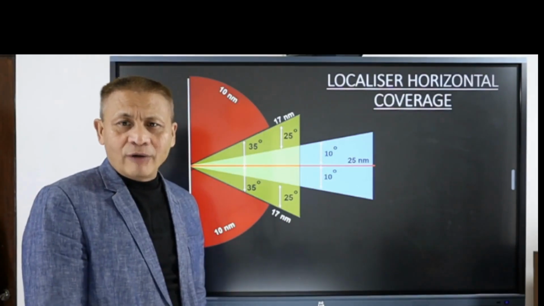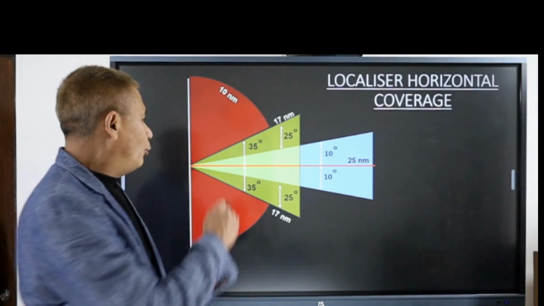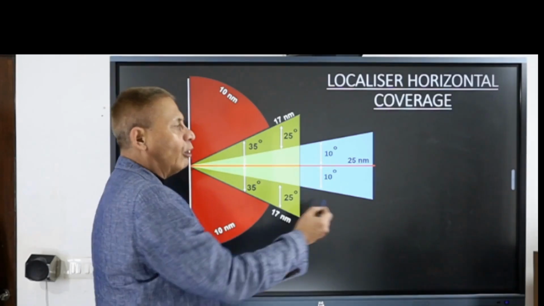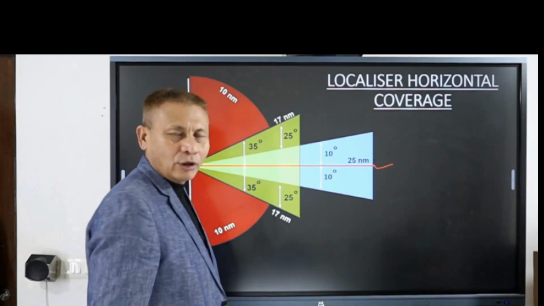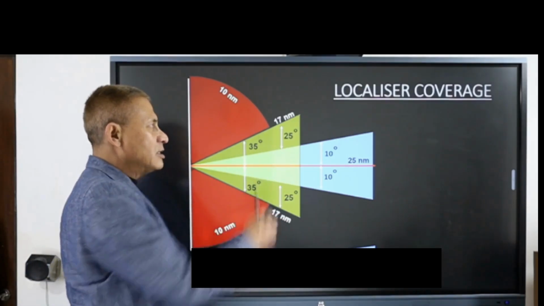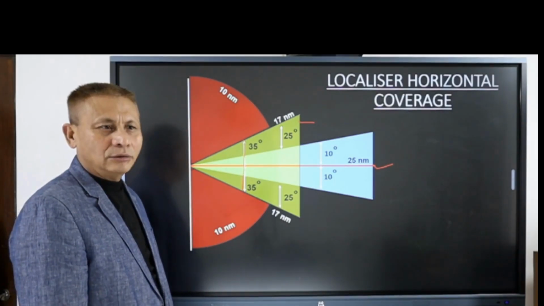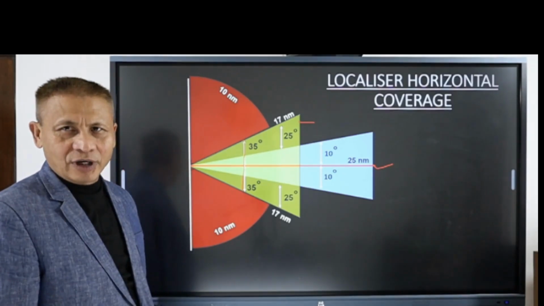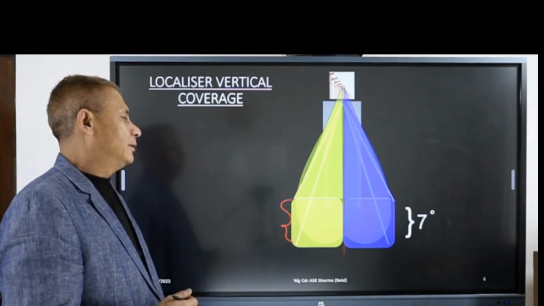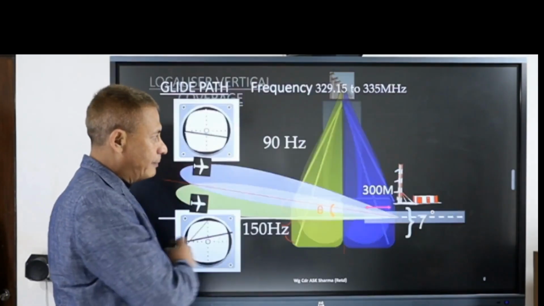The coverage of the localizer antenna in the horizontal plane is that within plus minus 10 degrees of the center line, the range of the signal is 25 nautical miles. Within plus minus 35 degrees from the center line, the range is 17 nautical miles. In any of the sectors, the range of the signal is 10 nautical miles. However, most of the localizer signals are calibrated up to a distance of 10 nautical miles. As far as the coverage in the vertical plane is concerned, the localizer signal coverage is 7 degrees.